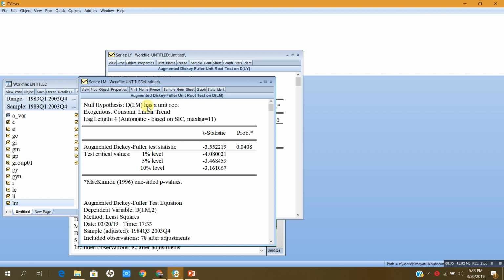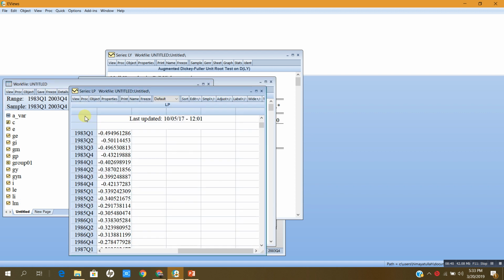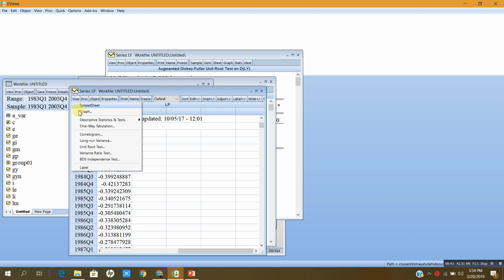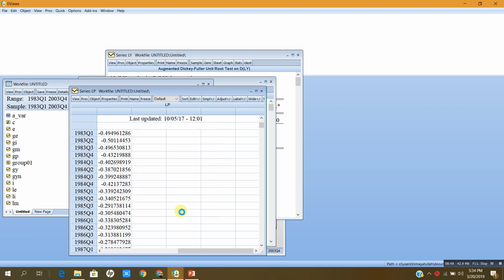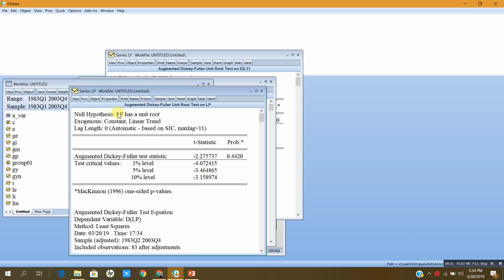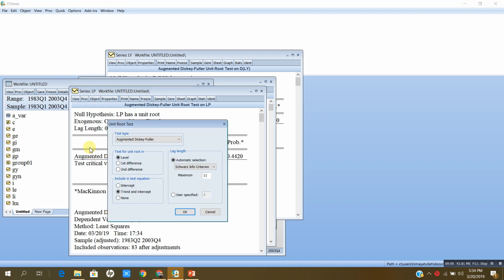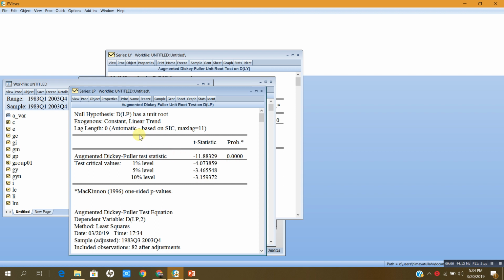I will also check the unit root of the log of price at level. So yeah, the log of price also has a unit root at level. Now I will check its unit root at the first difference, and maybe this will become stationary. Yes, when I take the first difference of the log of prices, this series becomes stationary, and the p-value is much lower than 1%. So this is 0.000.